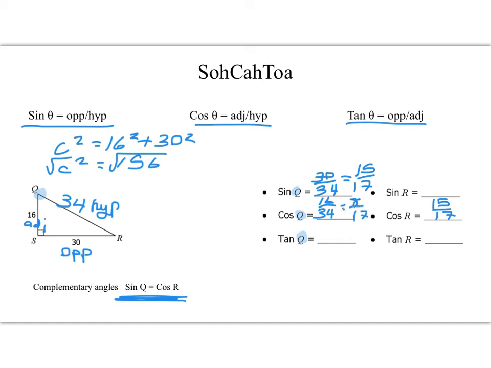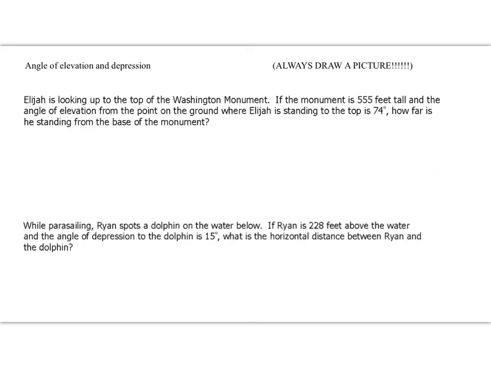And therefore, the cosine of q is equal to the sine of r. So this is 8 over 17. And then for tangent, you want to do the opposite, which is 30, over the adjacent, which is 16. And that's going to give you 15 over 8. And so the tangent of r would just be the reciprocal. Okie doke. Moving right along.